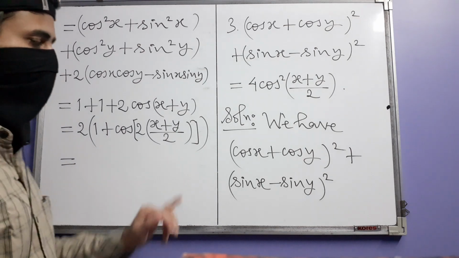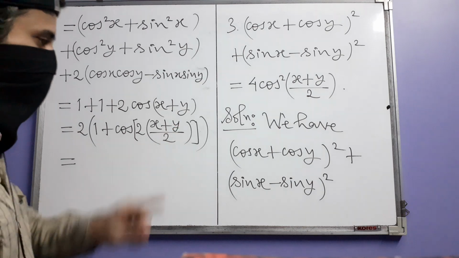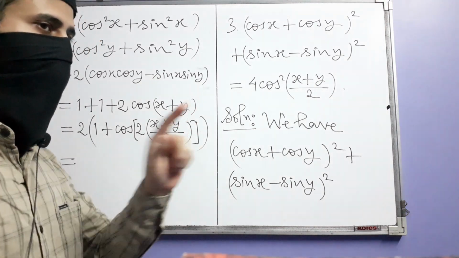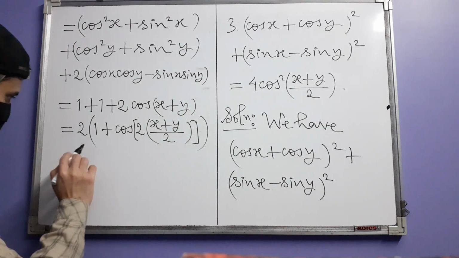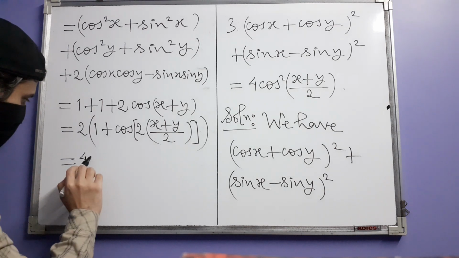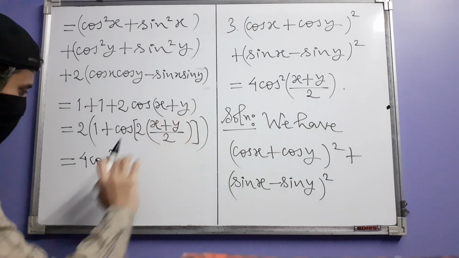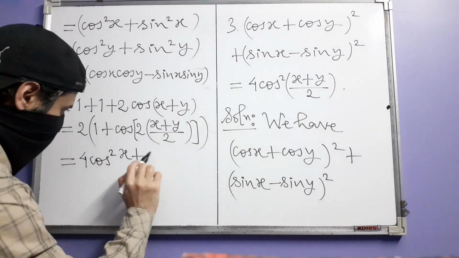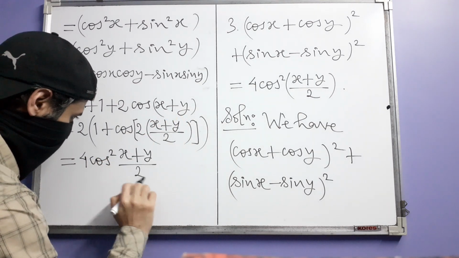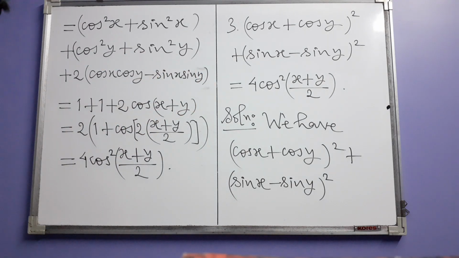And then you apply the cosine double angle formula. 1 plus cos 2 theta is 2 cos square theta. So that 2 and this 2 will give us 4 cos square, what is theta? Theta is this thing. So that's how you get that.